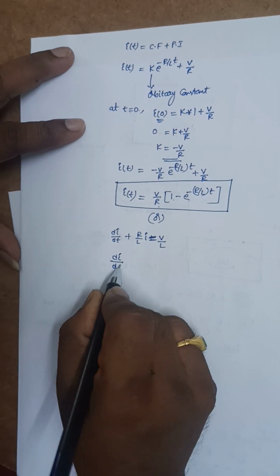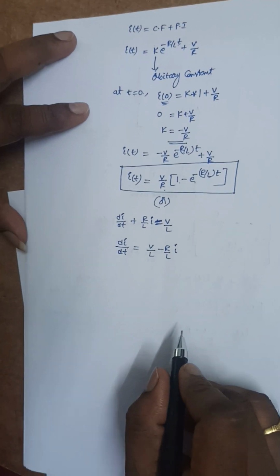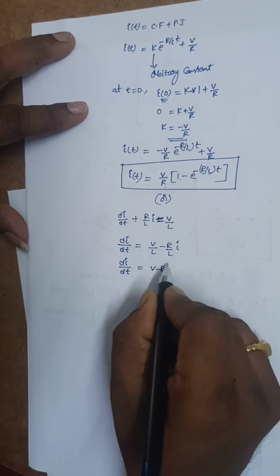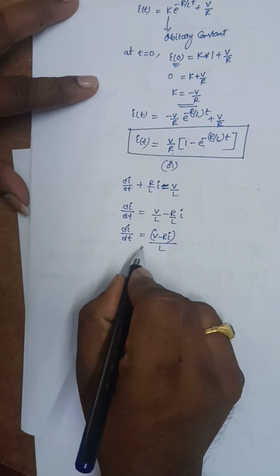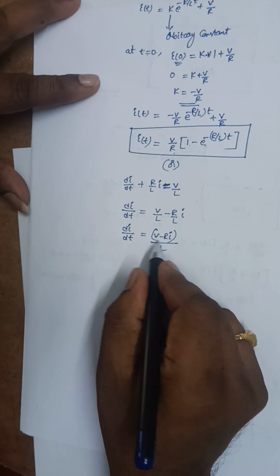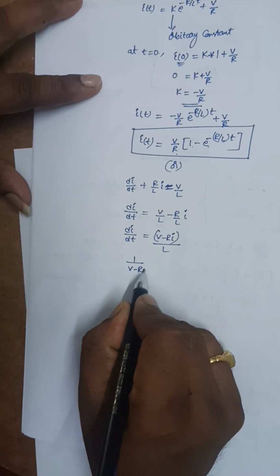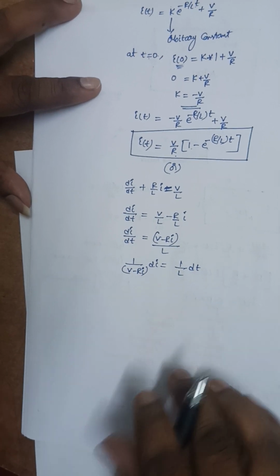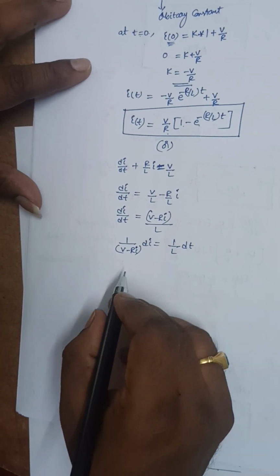di by dt is equal to V by L minus R by L into I. So di by dt is equal to V minus R into I divided by L. Separate the i terms and t terms here. So 1 by V minus R into I, that into di is equal to 1 by L into dt. So this is the variable separable method, and apply the integration on both sides of this equation.